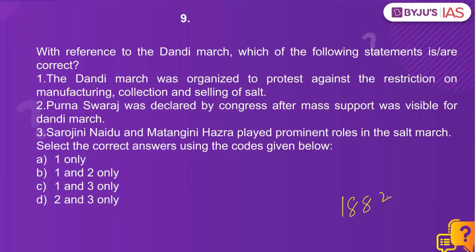Purna Swaraj was declared by Congress after mass support was visible for Dandi March. No. Purna Swaraj was declared as the goal of the Indian National Congress when the historic session at Lahore was held by the Indian National Congress. The year was 1929. So Purna Swaraj was declared as the goal of the Indian National Congress not after Dandi March but before Dandi March. Sarojini Naidu and Matangini Hazra played prominent roles in the Salt March. This statement is correct. Statement 1 is correct. So C, 1 and 3 is the right answer. And Matangini Hazra is also sometimes known as Gandhi Budi or Old Lady Gandhi.